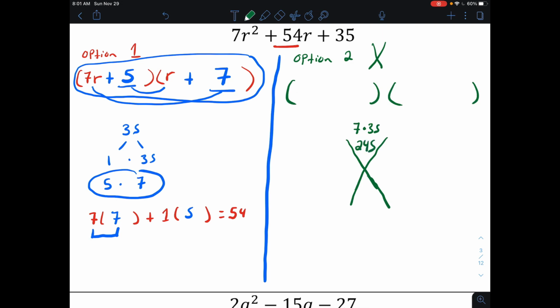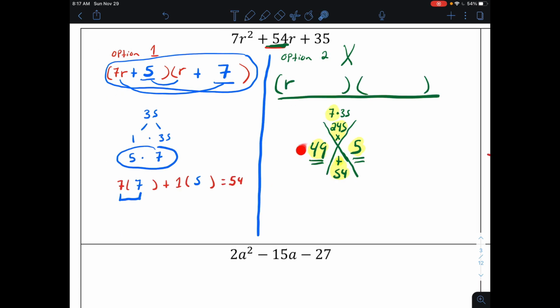So 245 is what I want to multiply to be here on the top. Now, the number on the bottom is what I want to add to be. Well, that's still going to be the same number here of 54. All right, so I'm looking at it and asking, what multiplies together to make 245 that adds together to make 54? Right, so we found this product to be positive 49 and positive 5 that multiply together to be 245 and add together to be 54.